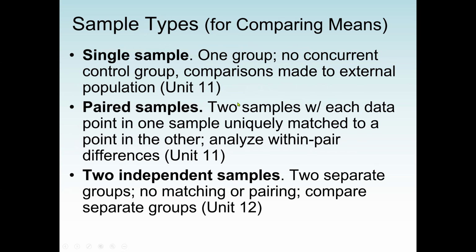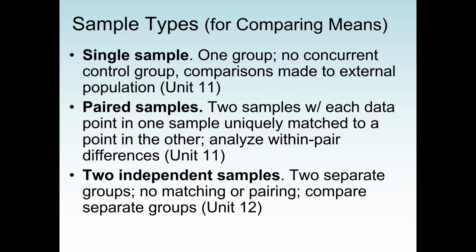So first we start with different types of samples. That is the sample type for comparing means. Again, we have a single sample. A single sample means we have only one group, no concurrent control group. There's no comparison made to an external population. We cover this in unit 11, that's chapter 11 of the course textbook. So a single sample normally reflects the experience of a single group. No concurrent control group is present, but the result may be compared to previously established norms or expected values.